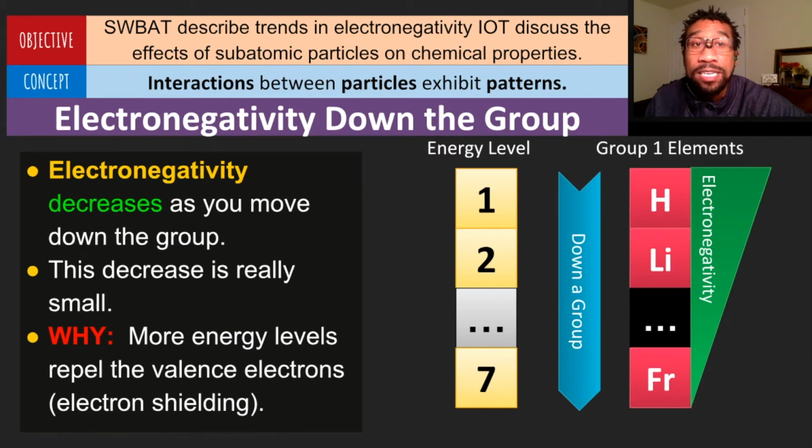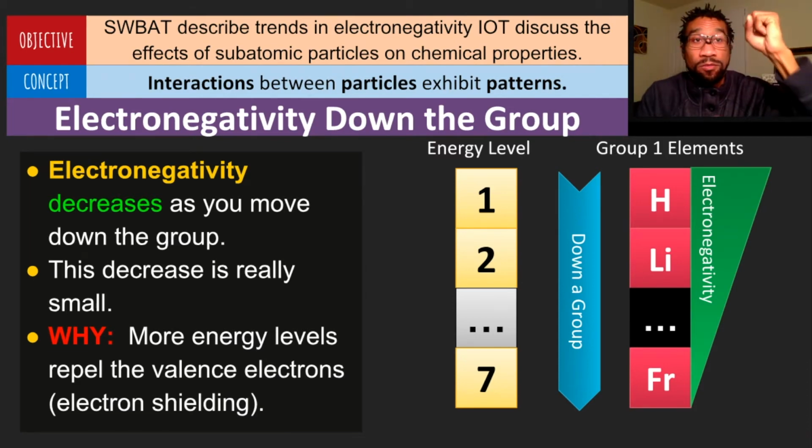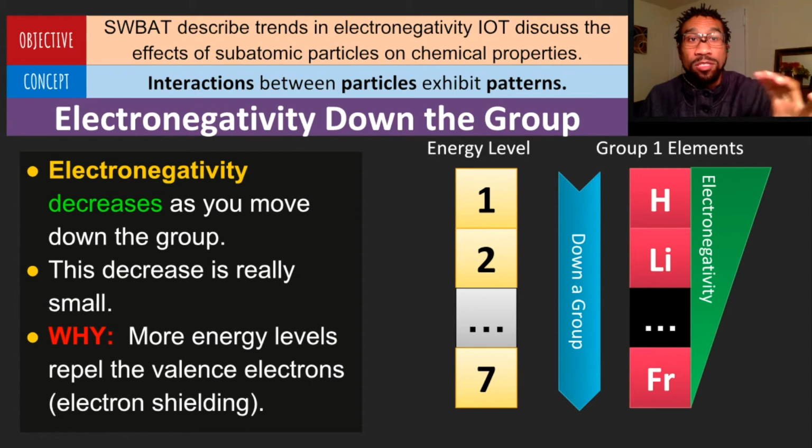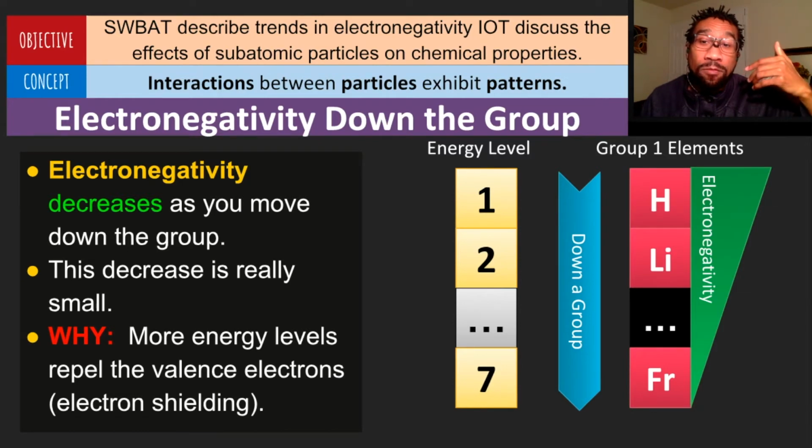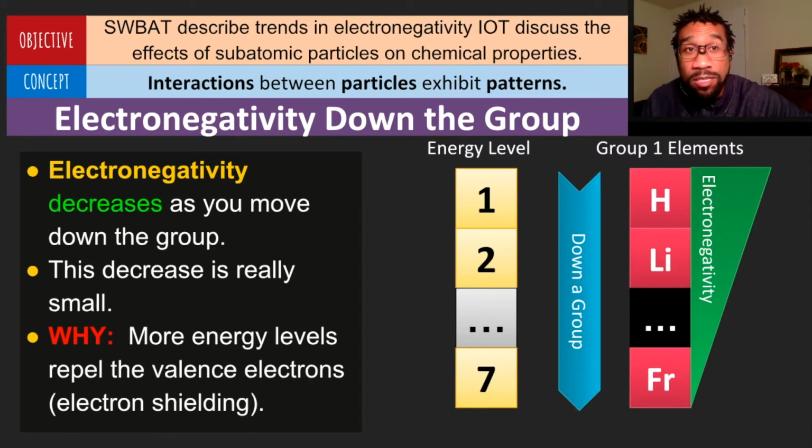And when we add energy levels, we're starting with one, and then we're getting larger and larger and larger as we go down. So that means if we add energy levels, we're actually repelling the valence electrons. The electrons on the highest energy level are not feeling the effects of the nucleus, and so they are really kind of just out there floating around, waiting for something exciting to happen.